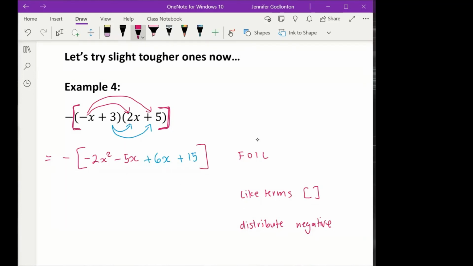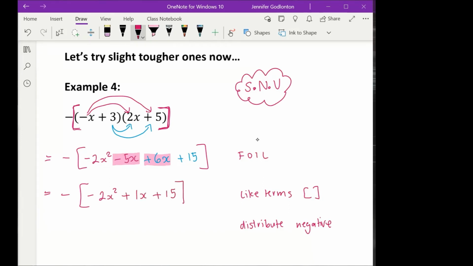Okay, nothing scary about that, just our binomial times our binomial. All that step was. Remember, we always need to be careful with our signs, numbers, and variables as we work through this. Always think about that. Now we're going to find our like terms. So I've got negative 5x plus 6x. I'm going to keep this negative on the outside, and I've got negative 2x squared. Negative 5 plus 6 is going to be positive 1x plus 15.